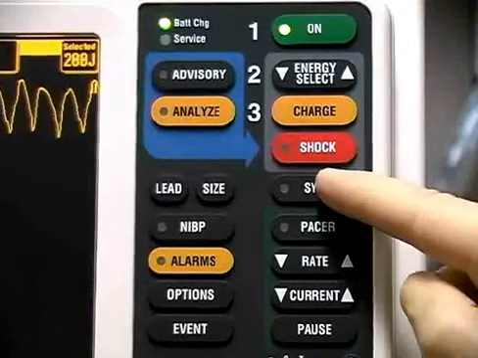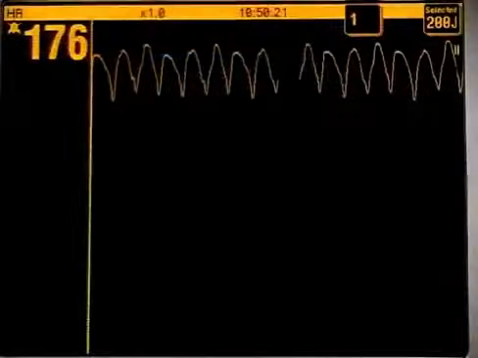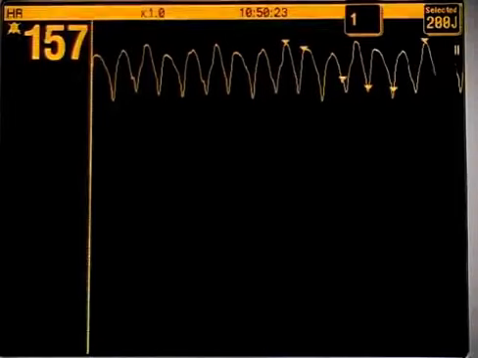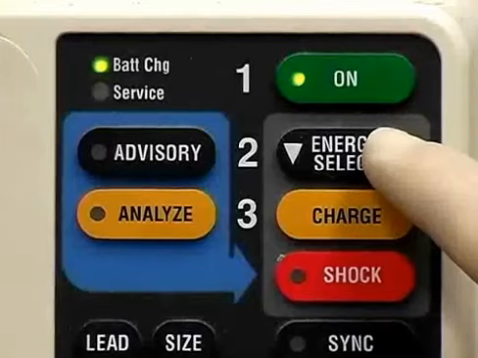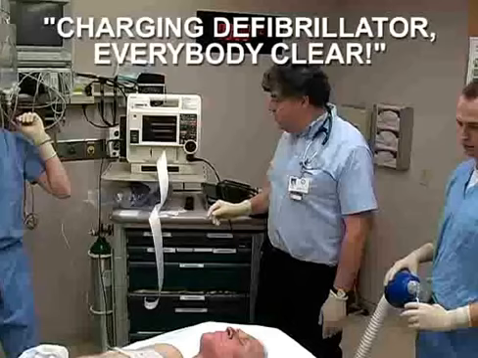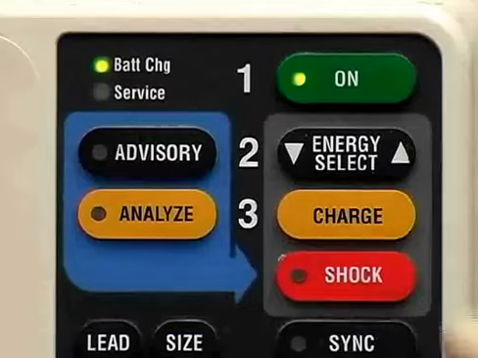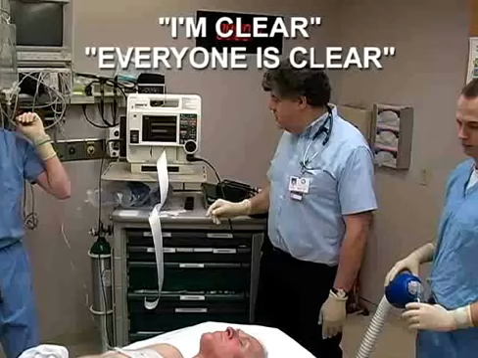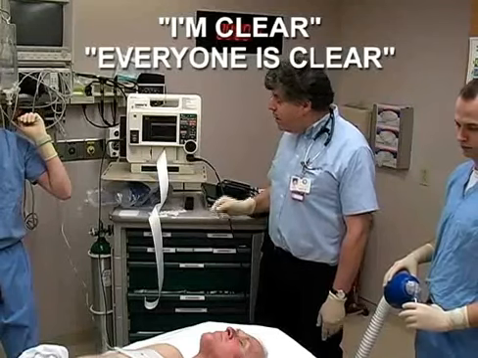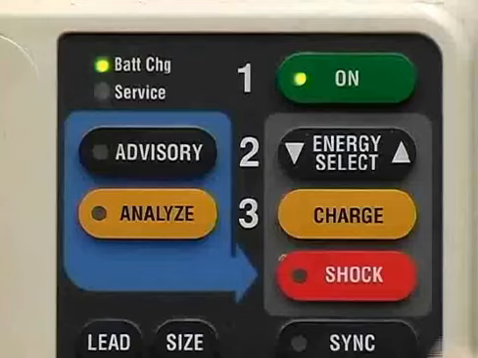Activate the sync button if desired. Confirm proper sensing of the QRS complex. Select the appropriate energy level. Clear the patient. Charge the defibrillator. Recheck to make sure that everyone is clear. And finally, deliver the countershock.